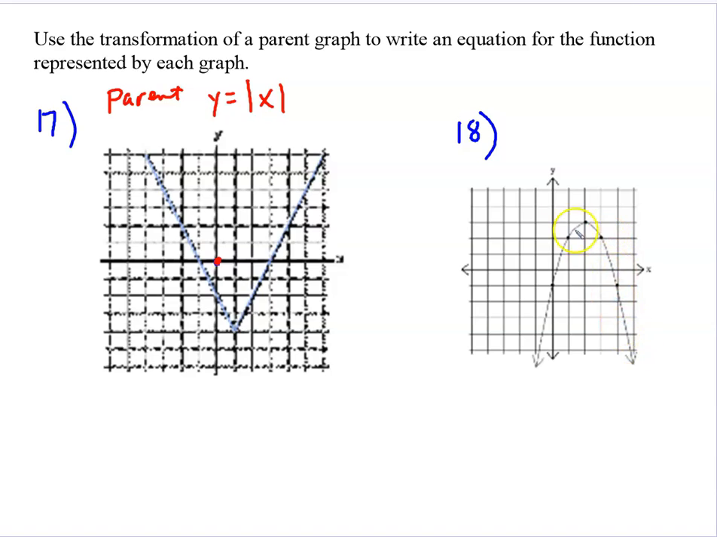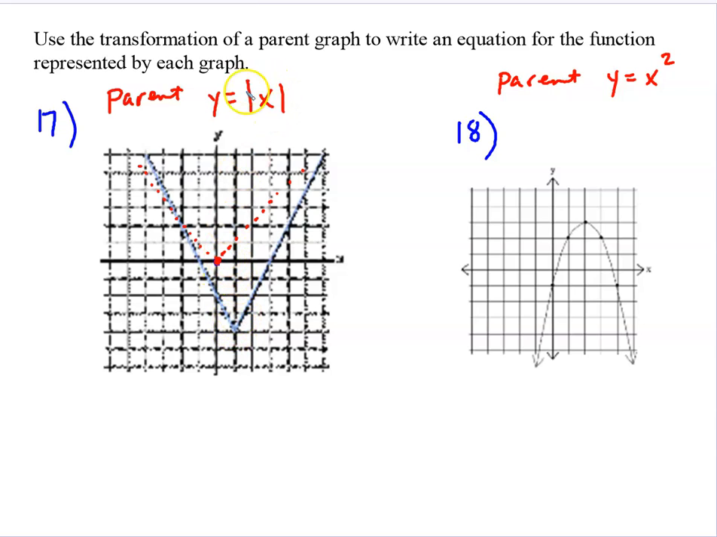This is the parabola. So when we get to this problem, we'll be dealing with the parent y equals x squared. Okay, so this is the parent, but the parent always starts with a vertex at the origin. So my dotted lines here represent what the parent would look like. Well, according to this graph, it's taking the parent and shifting it 1 to the right and 4 down.